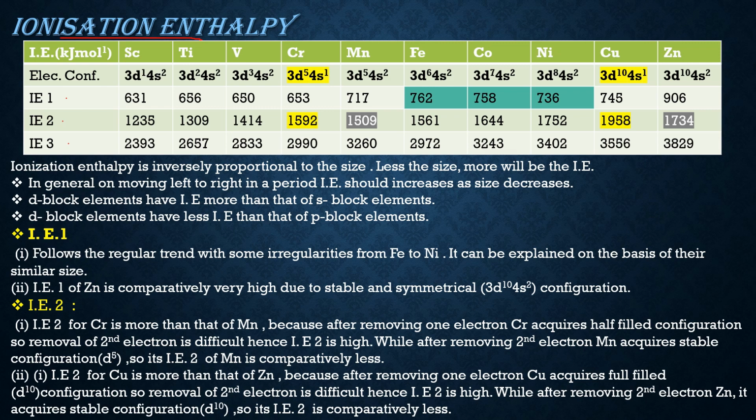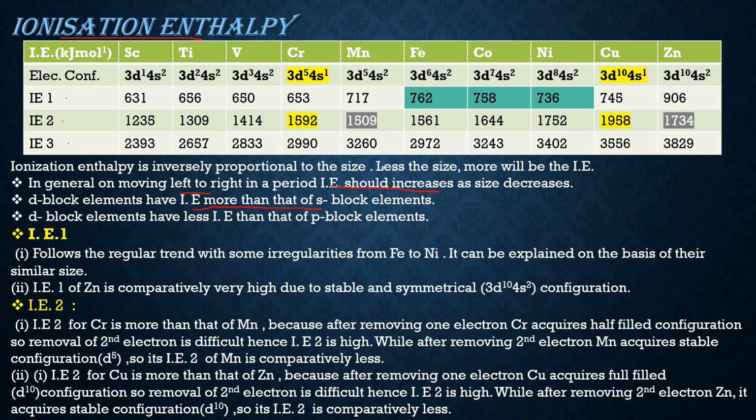Now I am talking about first ionization enthalpy. First I am telling you the general trend for ionization enthalpy. In general, when we move left to right, the size decreases, and when the size decreases, it is difficult to remove an electron, hence ionization enthalpy should increase in the period. Now d block elements have ionization enthalpy more than that of s block elements because their size is less than that of s block elements, hence more energy is required to remove an electron.